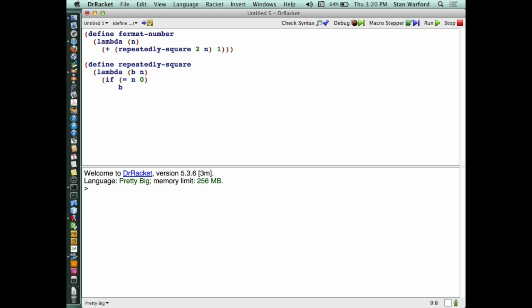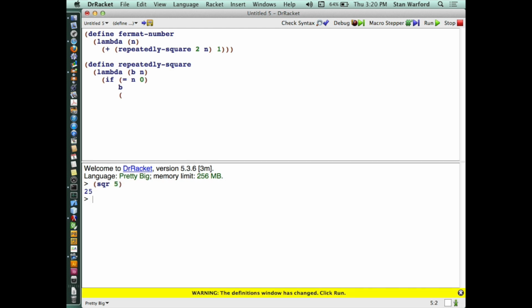And now what? Yeah, repeatedly square. Maybe what we should do is the following. Do you guys remember this? This one's built in. SQR. Let's do SQR. We got this little warning light, but that's fine. If N is 0, wouldn't it be 1? No, because B is repeatedly squared no times, so it's B. Are you with me? So it wouldn't be 1 because it's repeatedly squared no times, which means that it's B, right? So we have this built-in SQR. Okay. So now what do we write here?